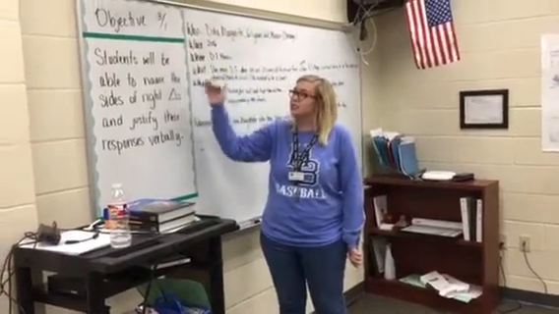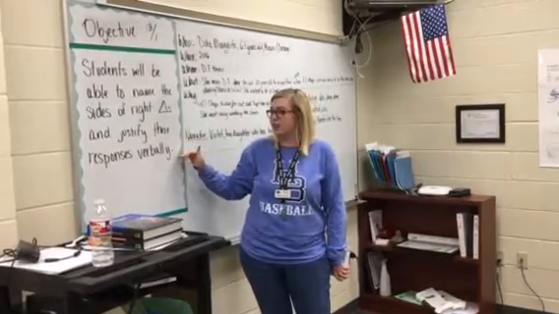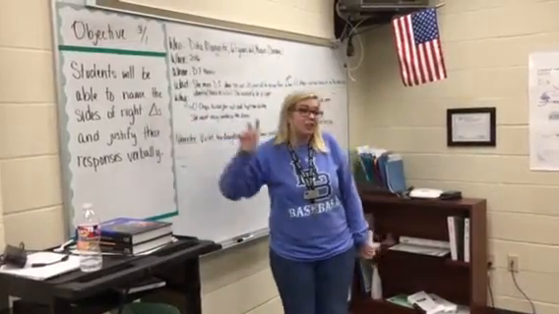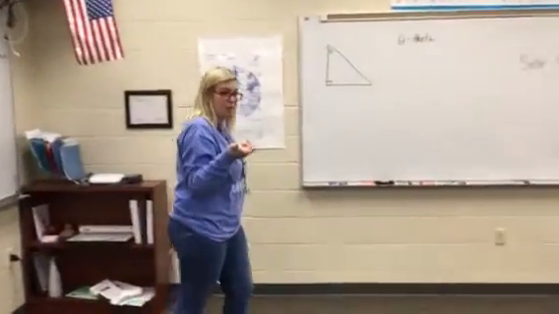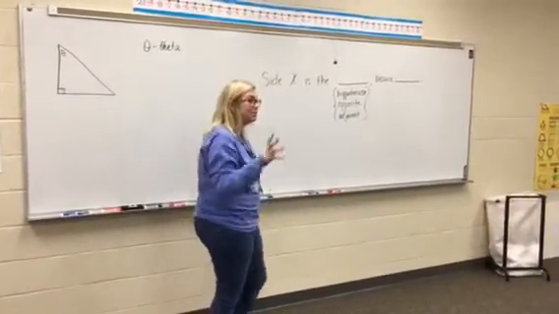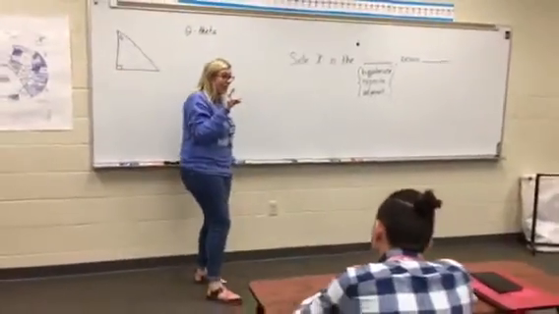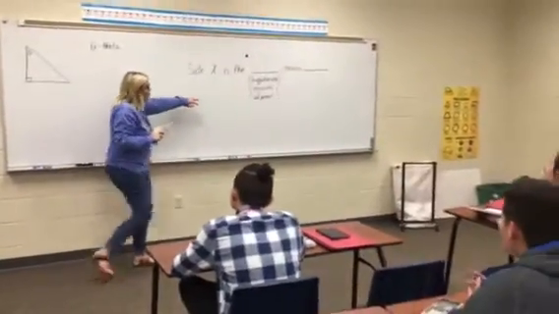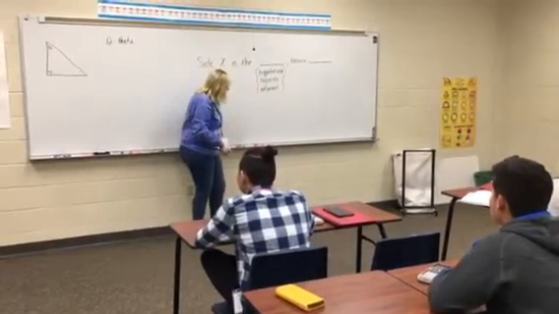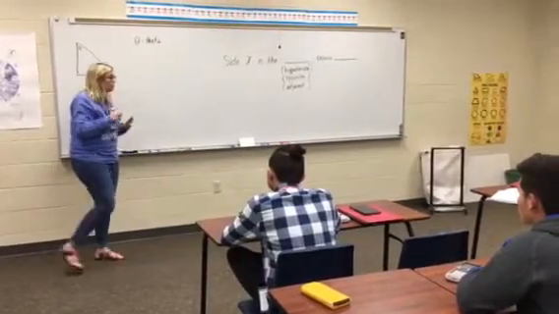Our objective today: students will be able to name the sides of right triangles and justify their responses verbally, okay? I know we've done a little bit of this. We've talked about leg and hypotenuse for the Pythagorean theorem, but we're about to start talking about trigonometry. So instead of leg, we're going to be talking about opposite and adjacent, okay? A couple of notes I need you to take before we do this activity.